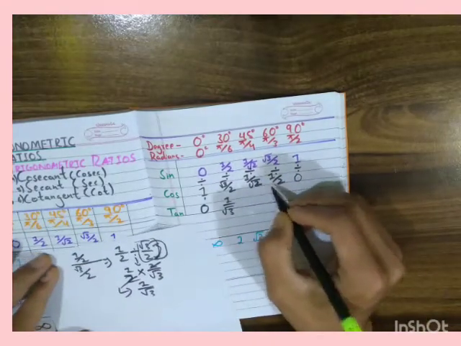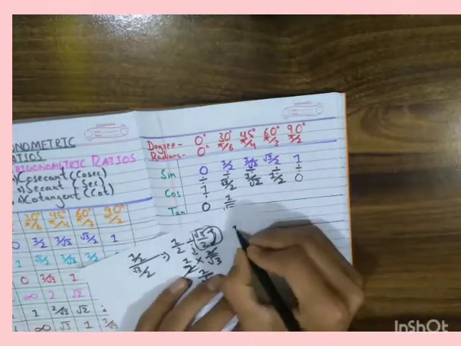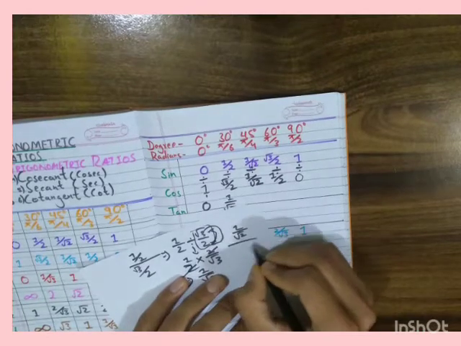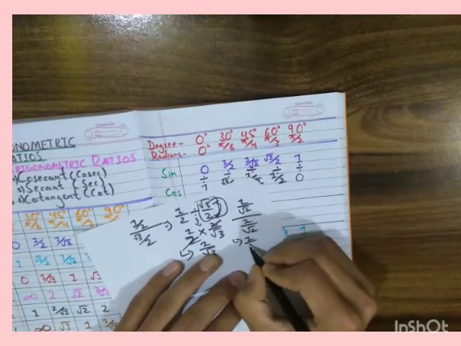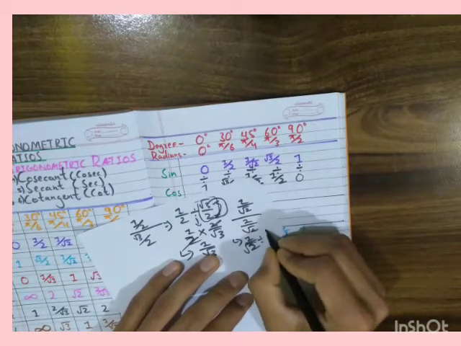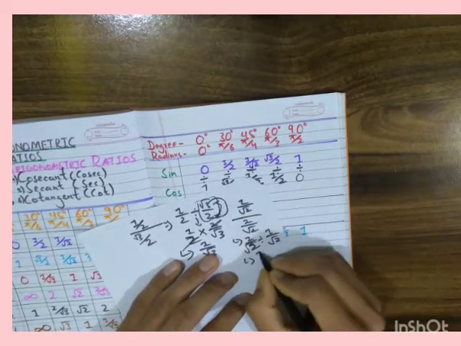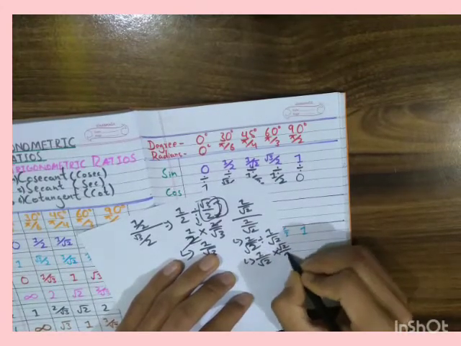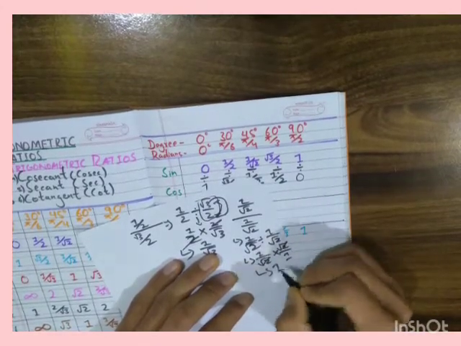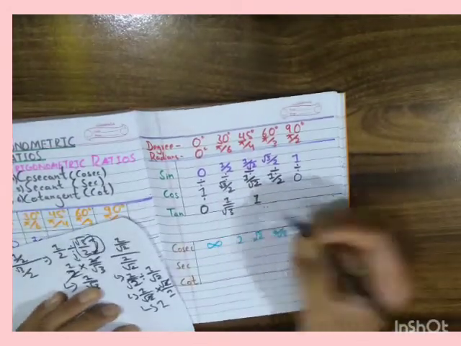Similarly for 1 upon root 2 divided by 1 upon root 2. Change the division sign into multiplication and take the reciprocal, so root 2 gets cancelled, and the answer is 1. Right, 1 here.